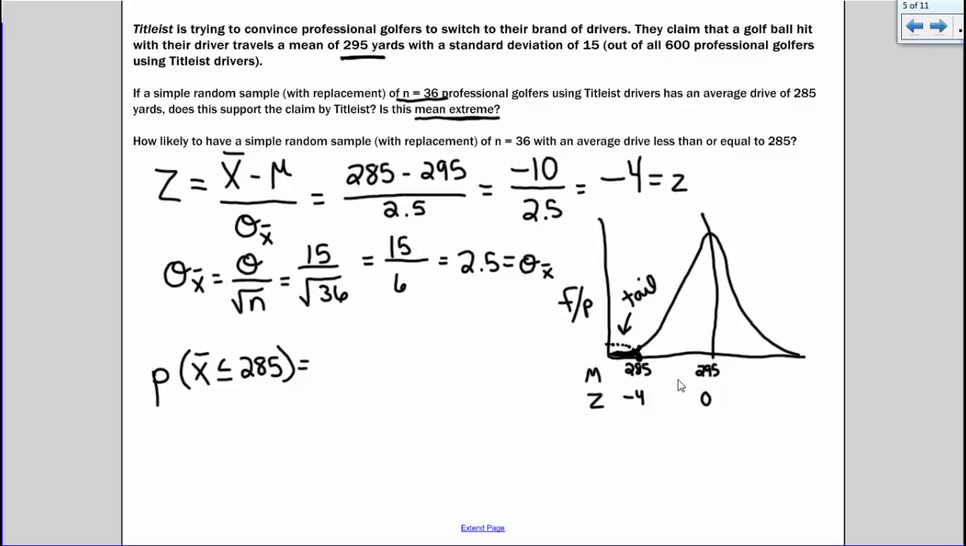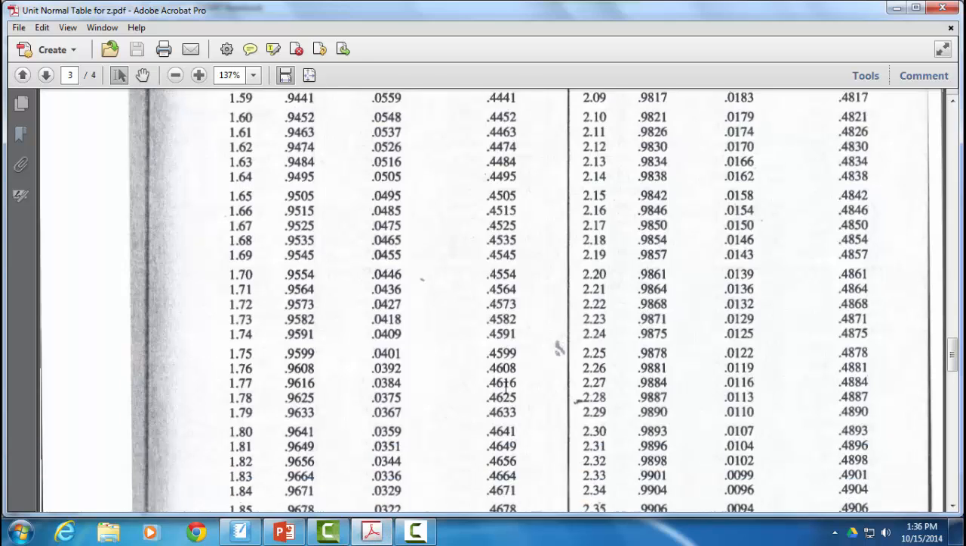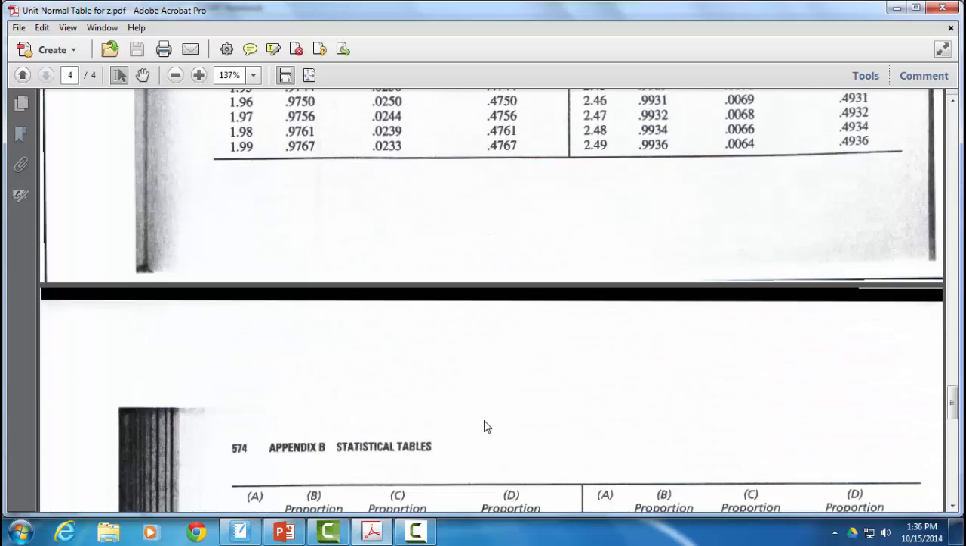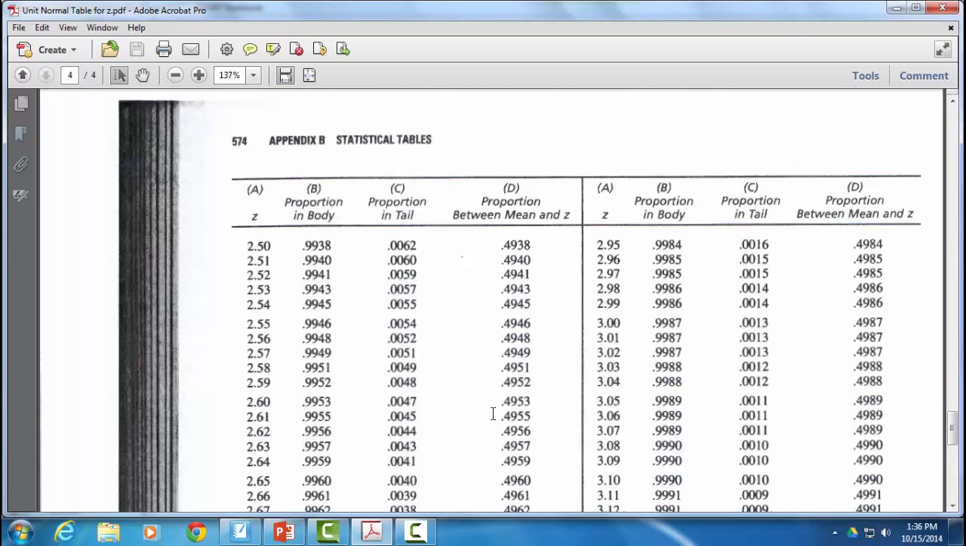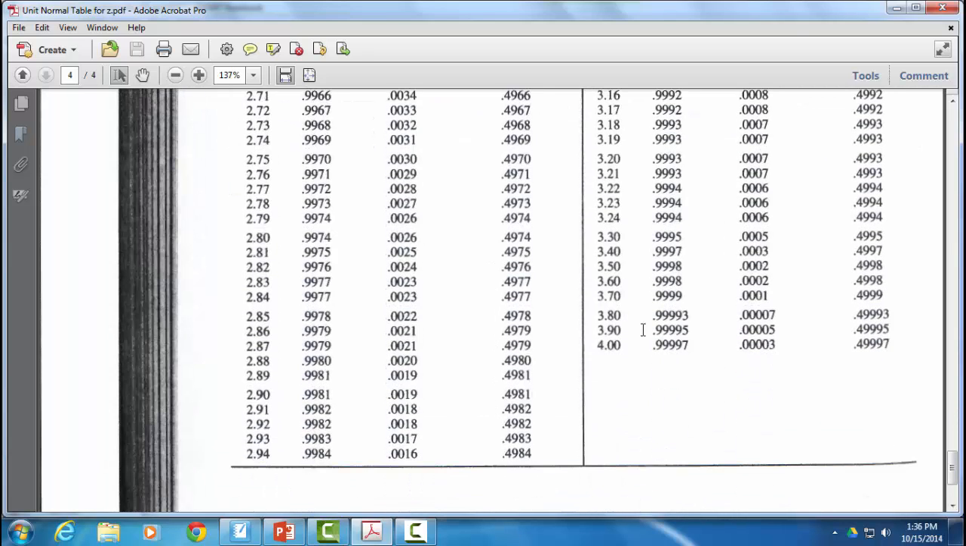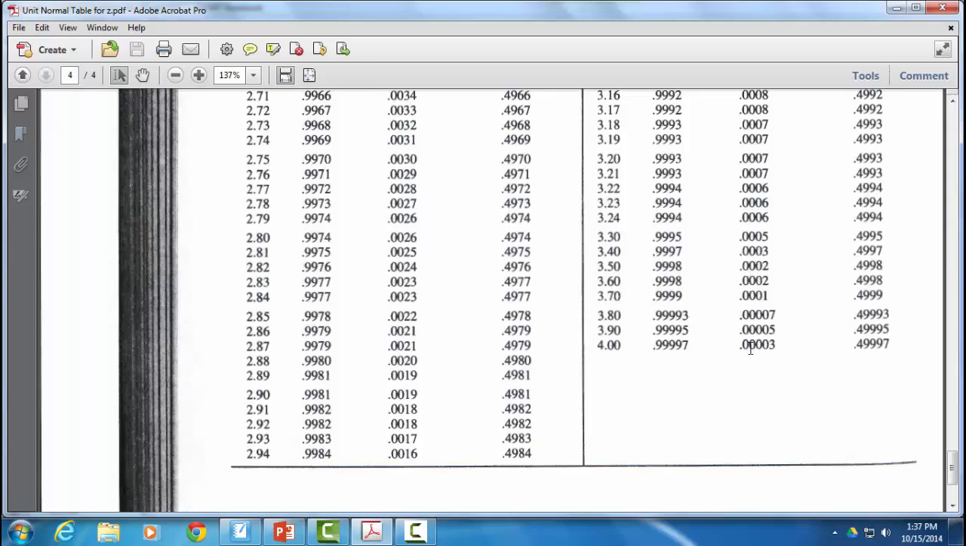All right, so let's find 4 in our unit normal table. Remember, there's no negatives, but it doesn't matter because negatives and positives, as long as they're the same absolute value, are the same distance from the population mean. Z-score of 4, proportion in the tail, 0.00003. Oh my goodness, it's almost impossible.